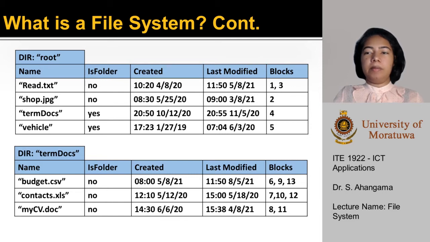The file system also stores information about directory hierarchies. The root directory can be found in this figure. A root directory is usually present on a drive or a volume. There are files and subdirectories or subfolders within the root directory. Read.txt and shop.jpg files can be found here, as well as the subfolders term docs and vehicle.